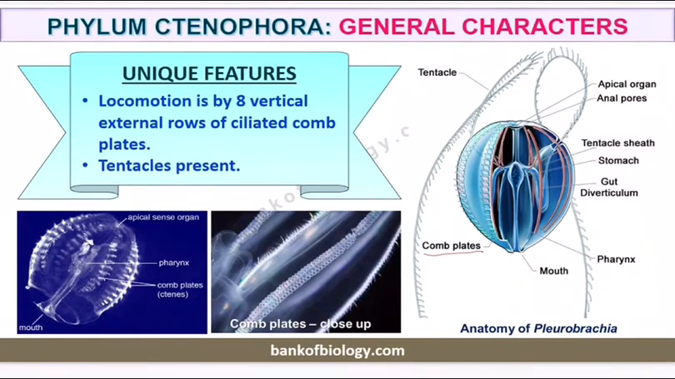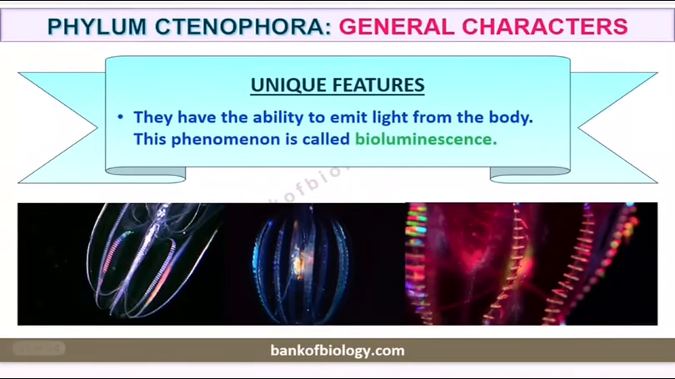Bioluminescence is well marked. Locomotion is by 8 vertical external rows of ciliated comb plates. So here you can see the ciliated comb plates. A lot of hair-like structures are present, cilia. So the locomotion is through that. And then there is the presence of tentacles. These tentacles also help the animal to move. So you can see the presence of comb plates in close-up. The comb plates, ctenes, that's why the name of the phylum, Ctenophora.